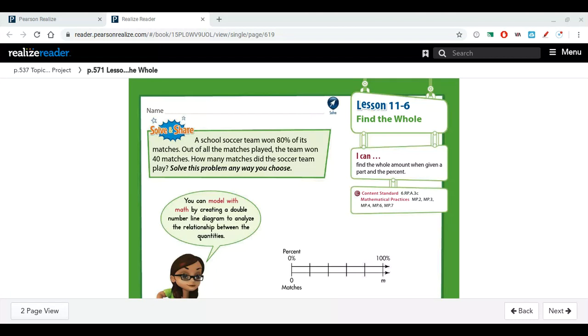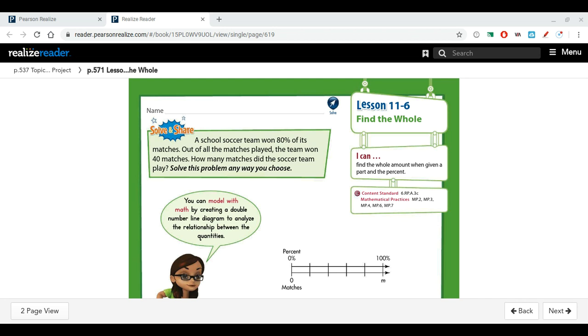Our last lesson looked at how to find the percent of a number. In this lesson, we're going to have the percent, but we're going to need to find the whole. And so your learning target is: I can find the whole amount by using the part and percent and equations.